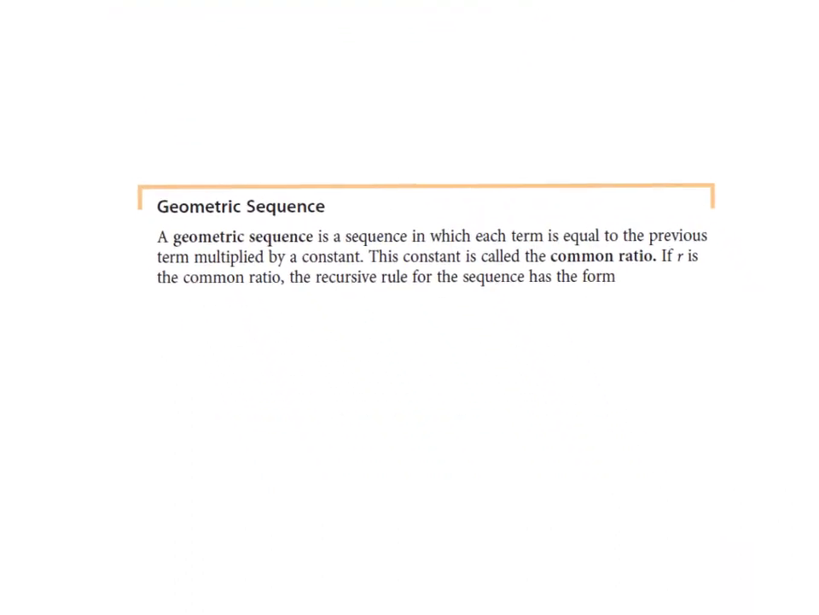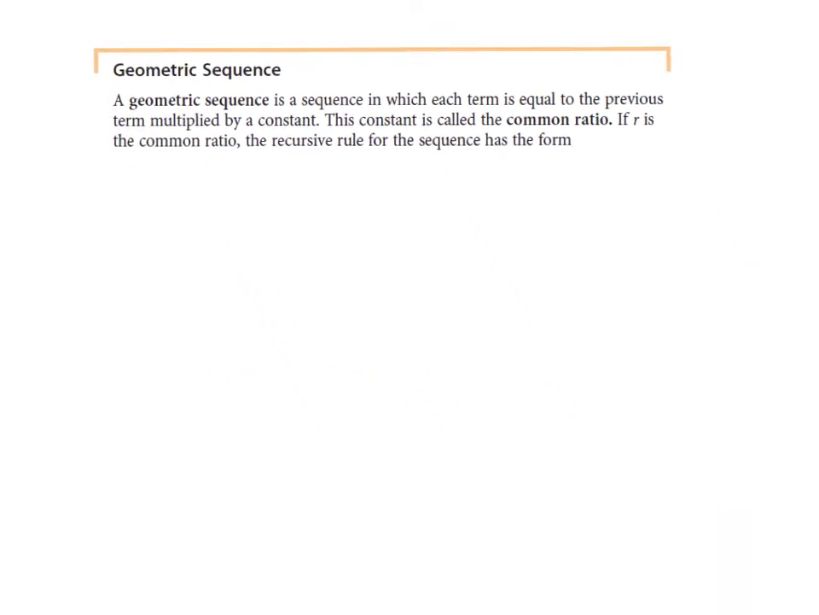Okay, so let's look at the general geometric sequence rule. Okay, first of all, a geometric sequence is a sequence in which each term is equal to the previous term multiplied by a constant. So arithmetic we add, geometric we multiply. This constant we call a common ratio. So our common ratio above was 3.